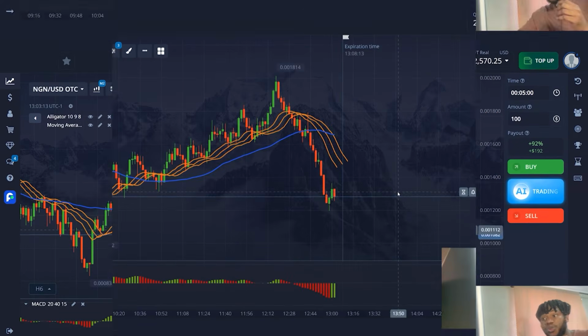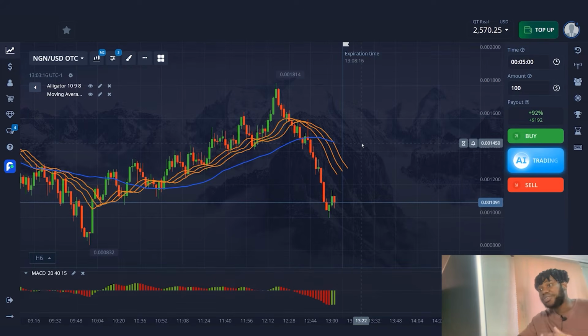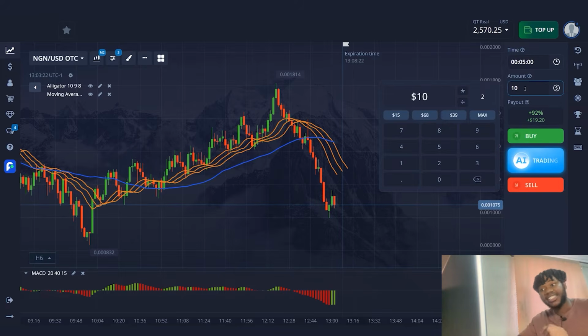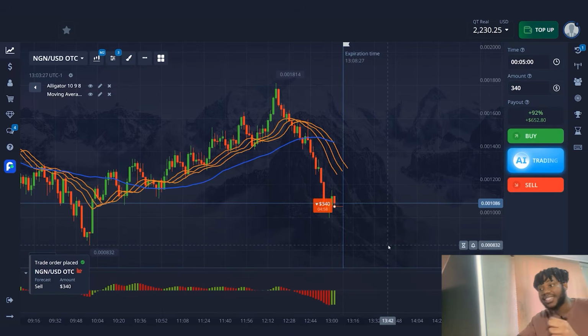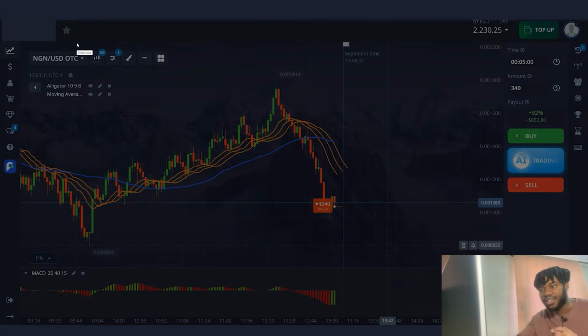Watch carefully. I'm going to start with the situation. Let's open a trade and analyze it in more detail. The trade time will be 5 minutes. I will start with an amount of $340. My forecast is that the price will fall, so I press the red button to open the trade.